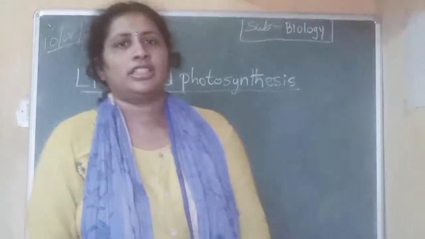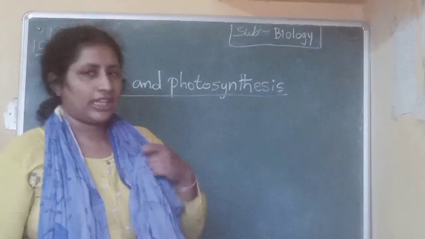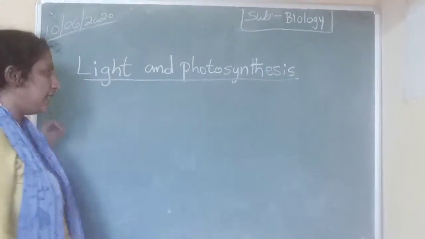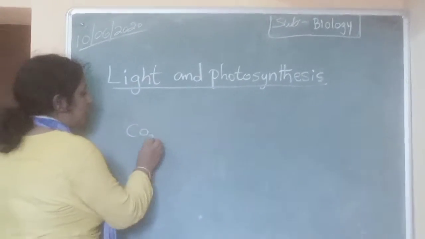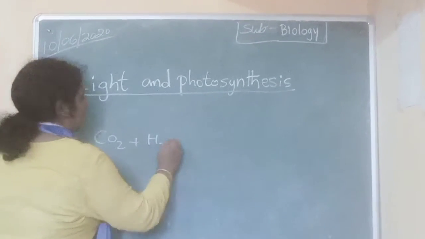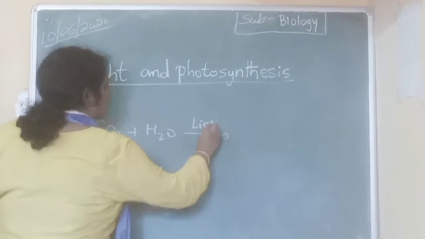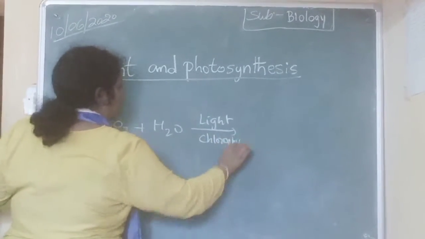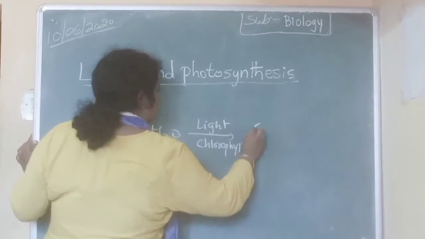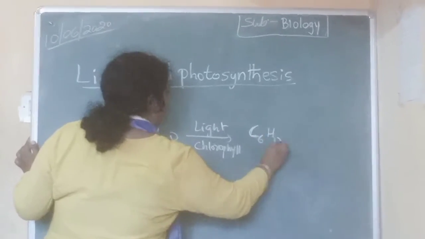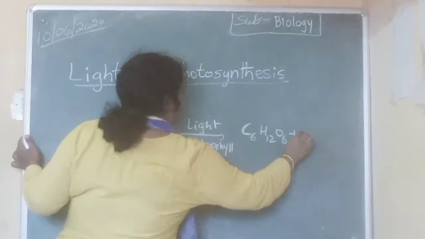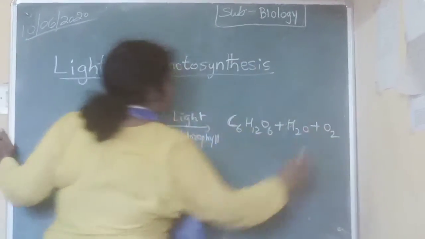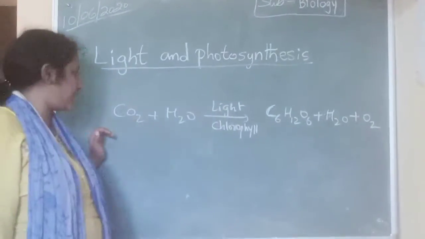Good afternoon, students. The next experiment we are going to discuss is about photosynthesis. Yesterday we saw that CO2 plus H2O, in the presence of light and chlorophyll, gives rise to C6H12O6 plus water plus oxygen. So this is our photosynthesis equation.